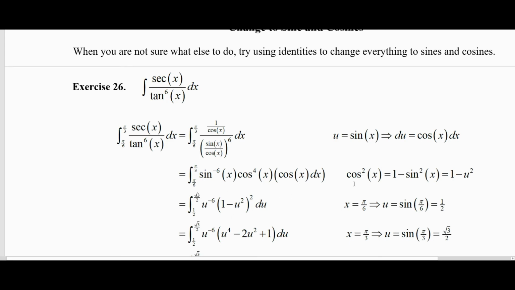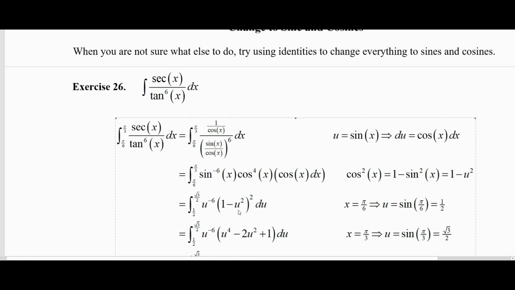So if we let x be pi over 6, we plug it back in here, and we see that u is sine of pi over 6, which is a half. And if x is pi over 3, u is sine of pi over 3, which is square root of 3 over 2. This comes from one of our basic triangles, our pi over 6, pi over 3, pi over 2 triangle, or 30 degree, 60 degree, 90 degree triangle, which has sides of length 1, square root of 3, and hypotenuse of 2. Okay, so that changes our limits here once we change to u.